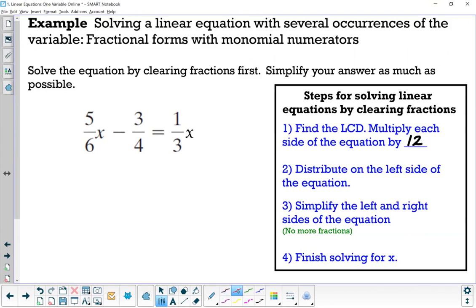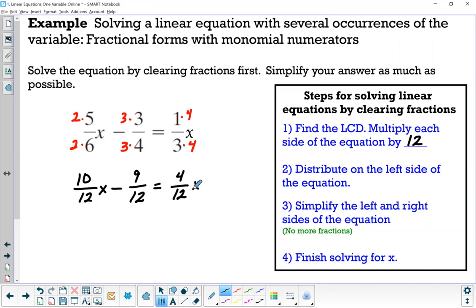So for 5/6, I would need to multiply by 2/2. And that would give me 10/12x minus, for 3/4, to get a denominator of 12, I would need to multiply by 3/3. And so that would give me 9/12. And then 1/3 x, I would need to multiply by 4/4. So that would give me 4/12x.